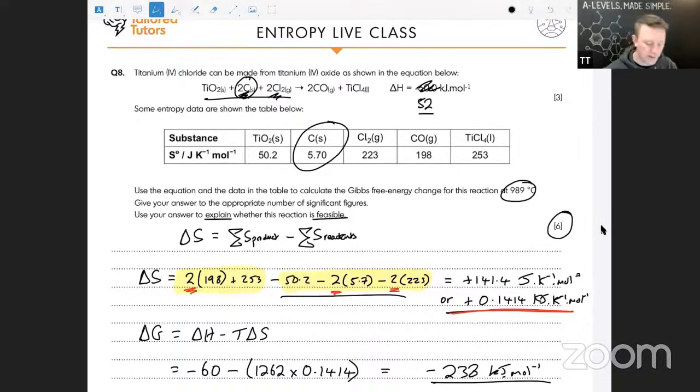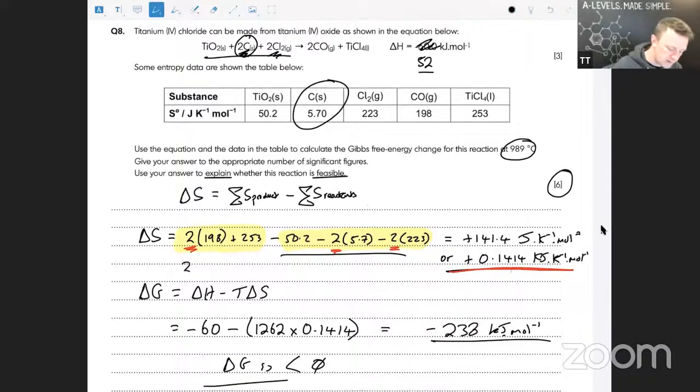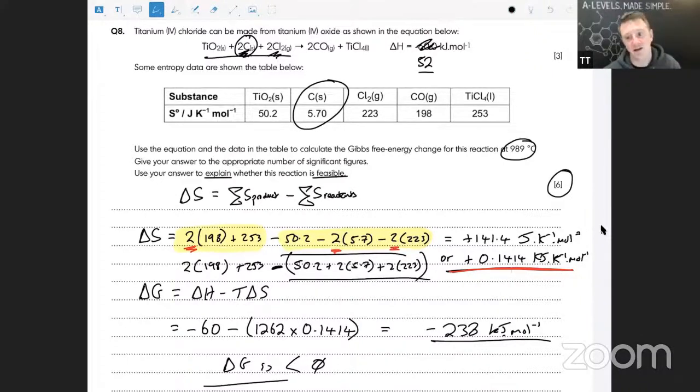Well, there's 2 ways you can write this out, okay? You can do 2198 plus 253 minus, and then if you put everything in here in brackets, 50.2 plus 2 times 5.7 plus 2 times 223, that minus makes all of these minuses, doesn't it? So it really depends on how you lay your equation out. That's the only difference there, Rasa.